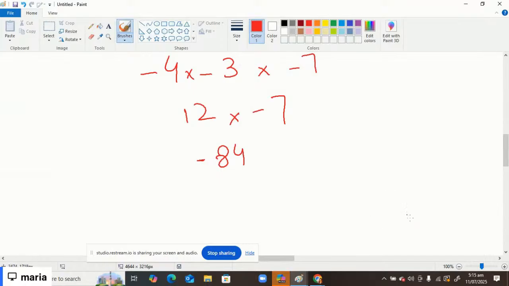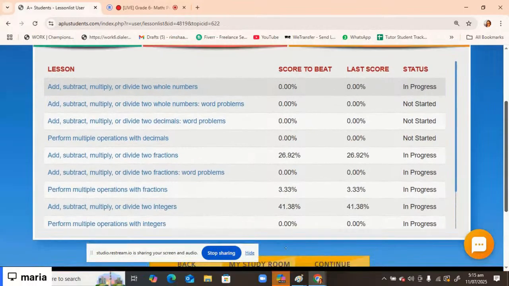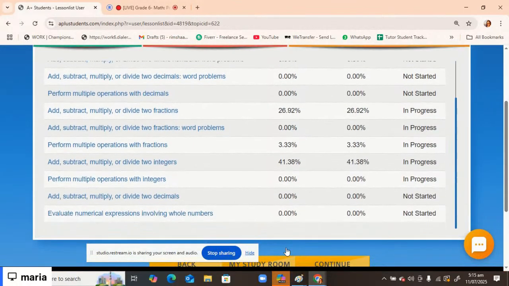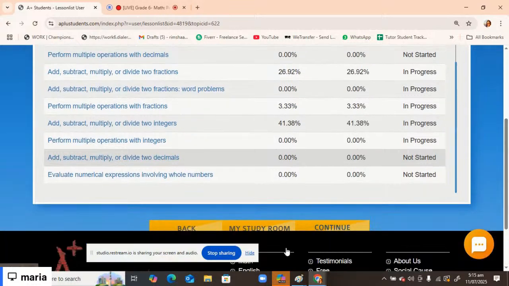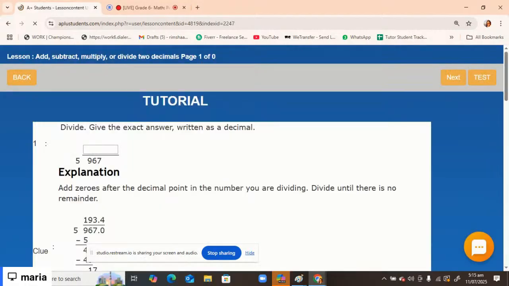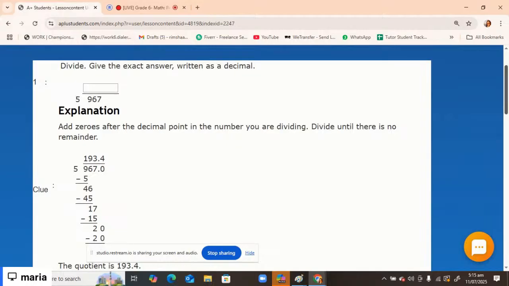Now let's start the next lesson. Okay. So here is the lesson: add, subtract, multiply, and divide two decimals. So first of all, here it's the division. Divide, give the exact answer as a decimal. 967 divided by 5.